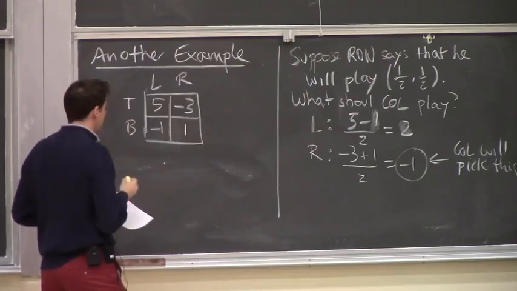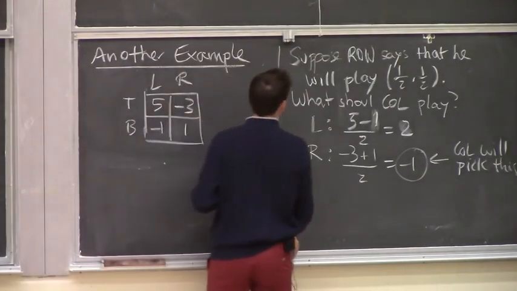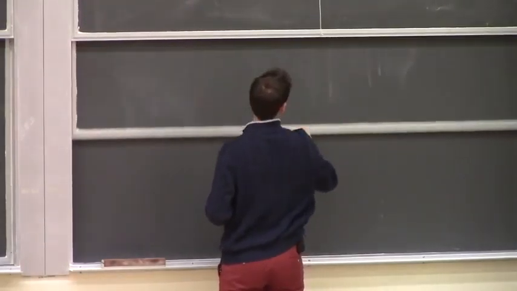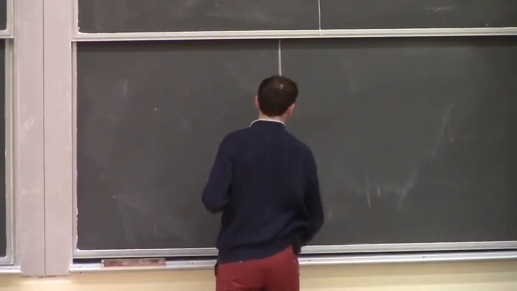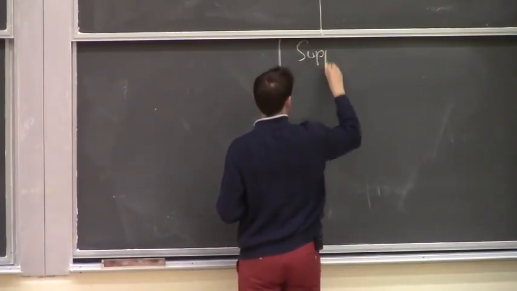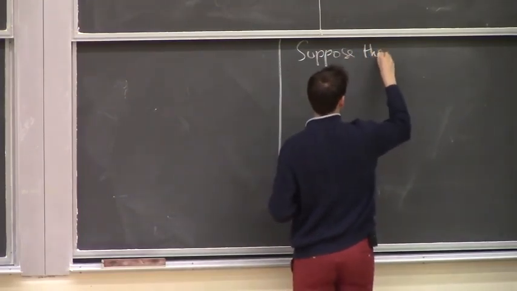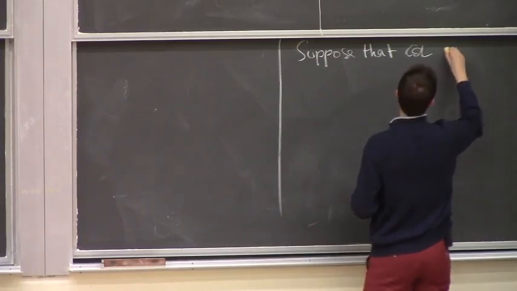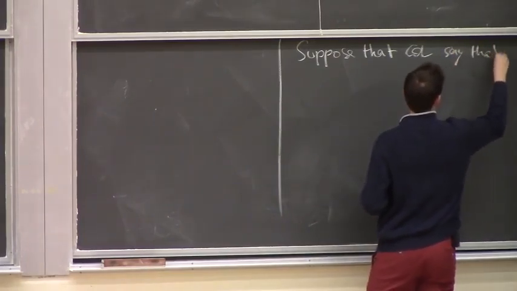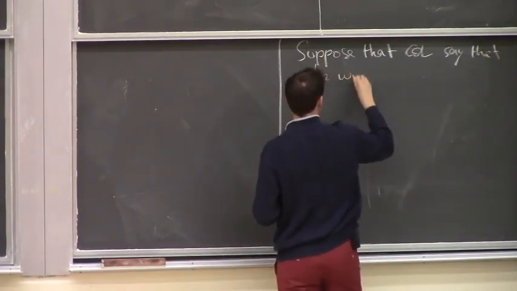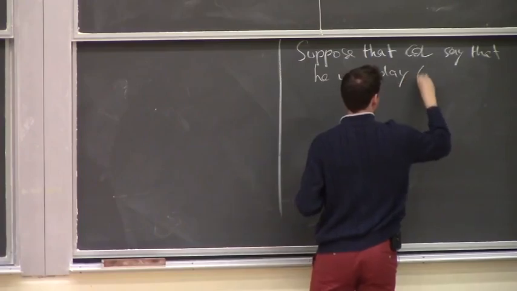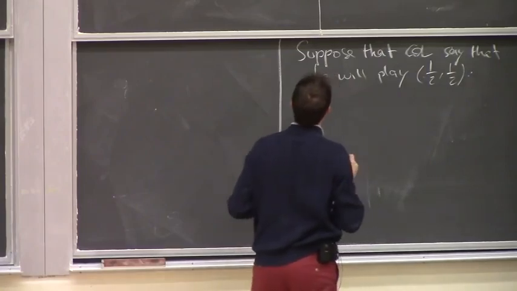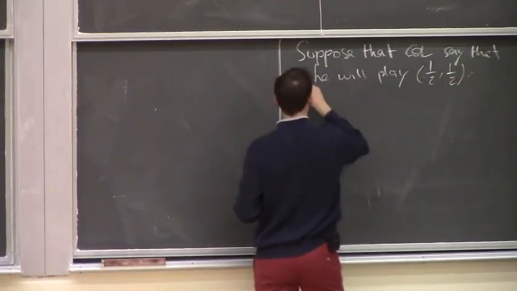OK. Let's see what happens on the other end. Suppose that the column player plays half and half. So anyway, I'm going through this very slowly because in a moment it's going to get a bit more complicated. So what should row play?